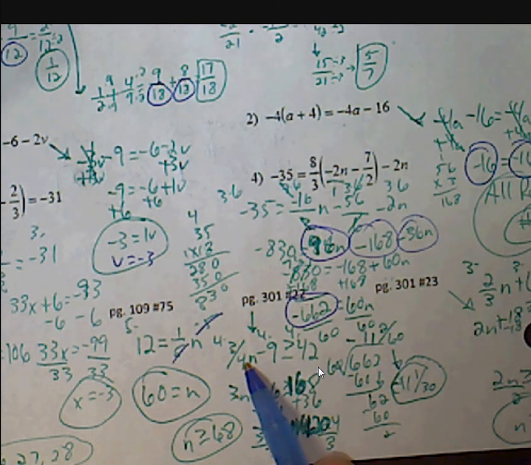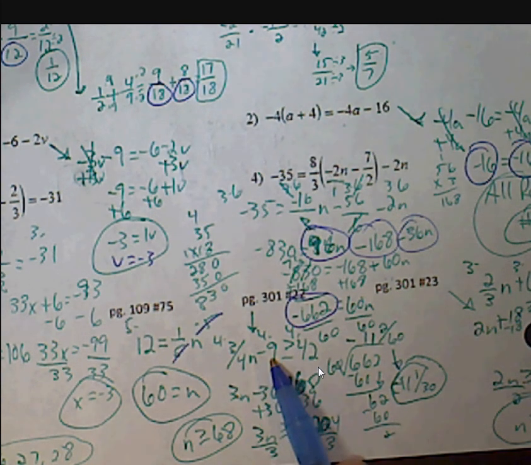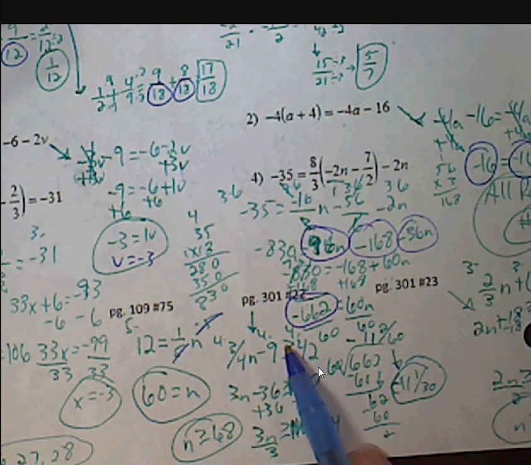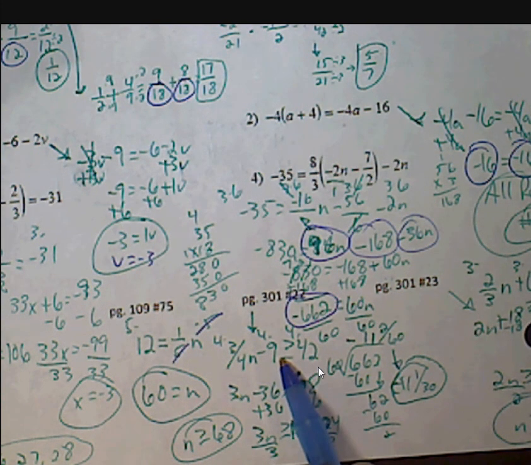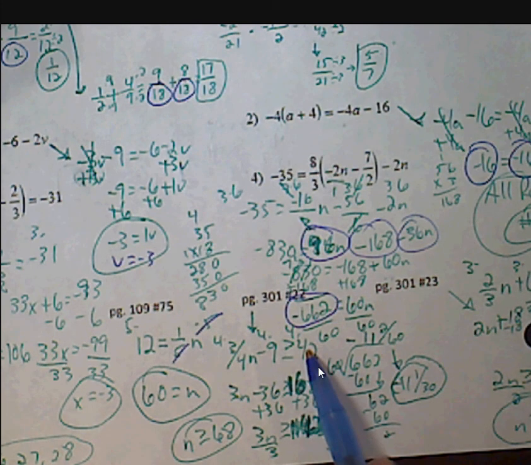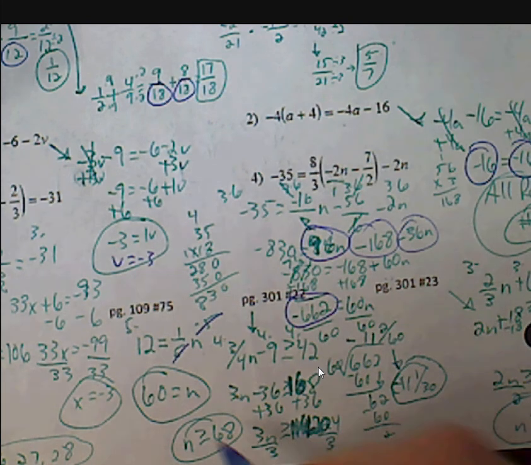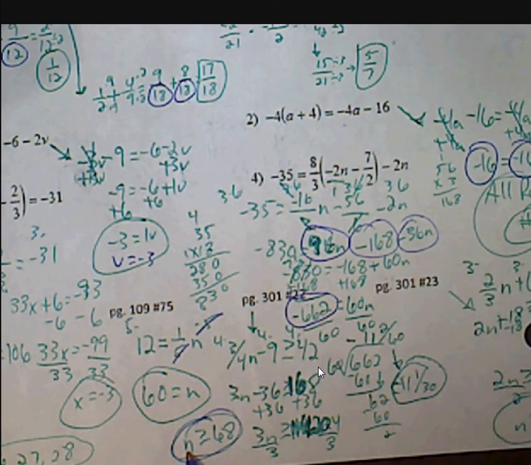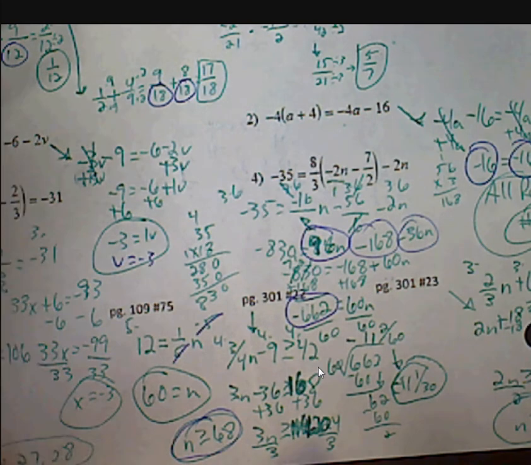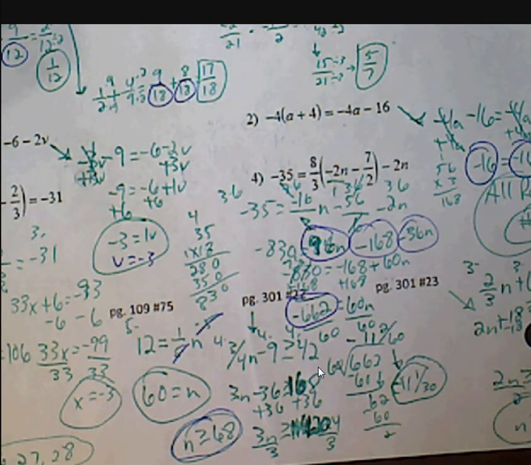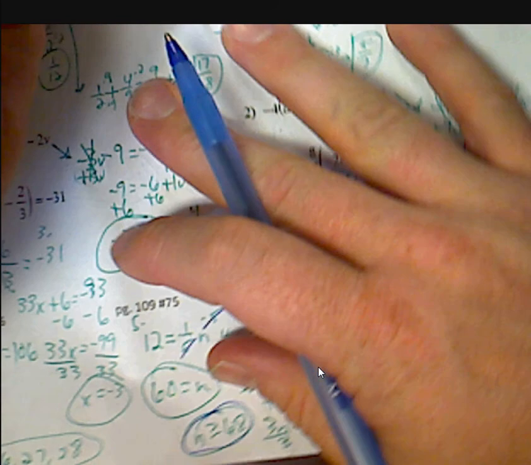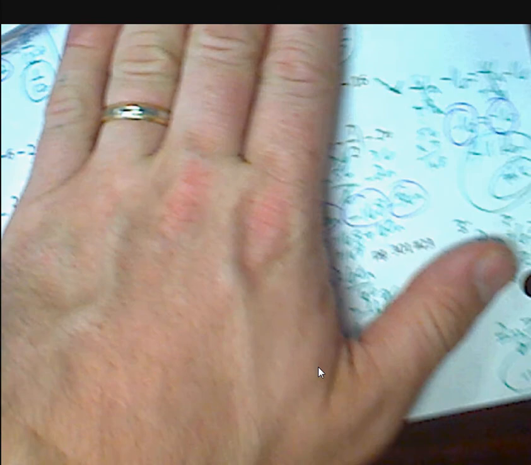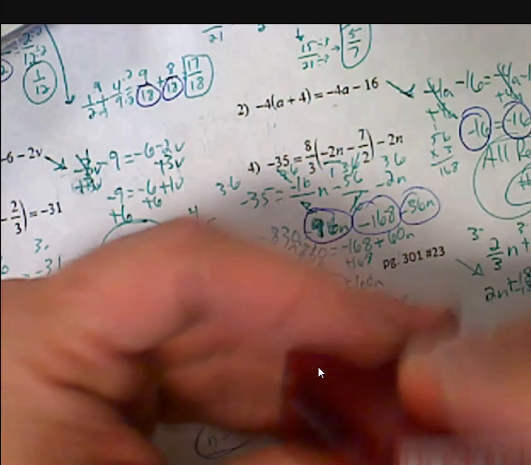3/4 of a number decreased by 9 is at least, that means equal to or greater than 42. Then I went ahead and I solved my inequality. My final answer was n greater than or equal to 68. Page 301, number 23. Pause the video and try.